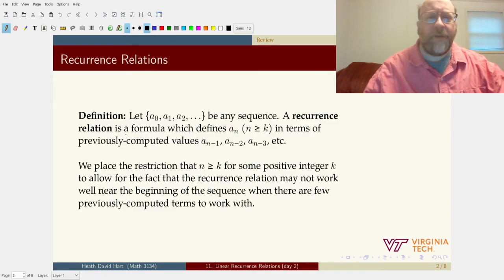Last time we defined what a recurrence relation was, and this is just a review from that time. It's a formula that defines a sequence in terms of previous values of the sequence. We have this requirement that the recursion formula starts at a certain point for some positive integer, and that we may have to have a certain number of base cases before that recursive formula kicks in.